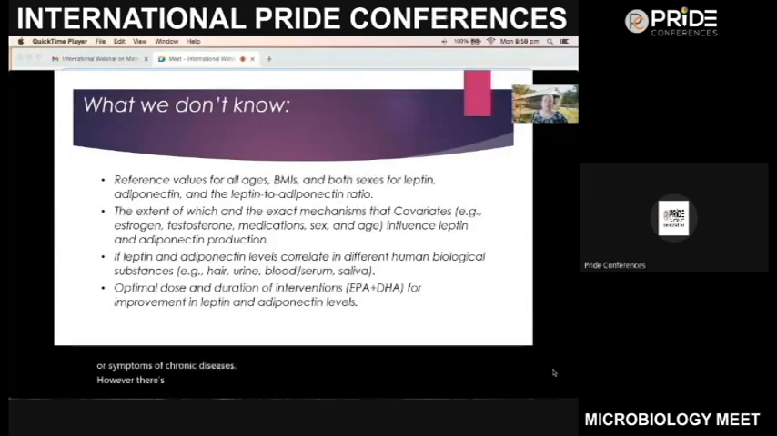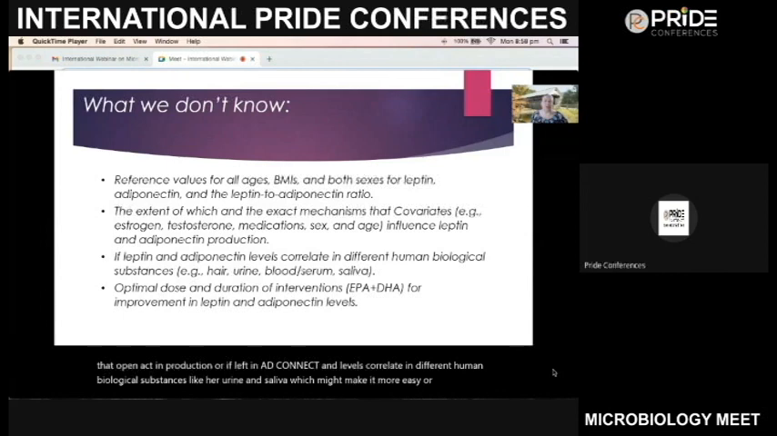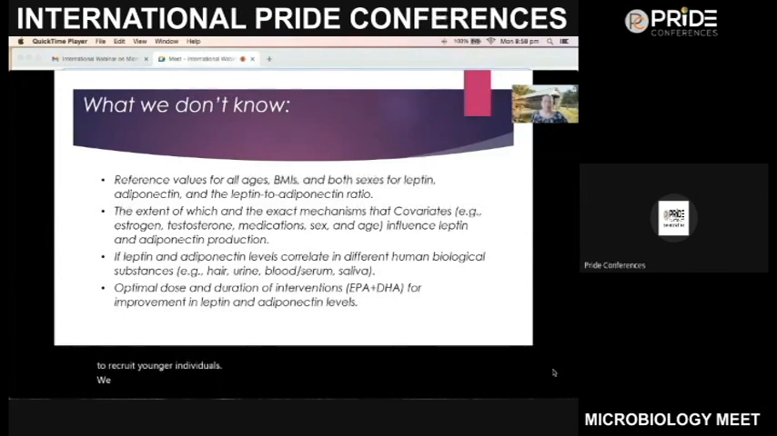However, there's still a lot we don't know. We don't know the reference values for all ages and BMIs for both sexes for leptin, adiponectin, or the leptin to adiponectin ratio. We don't know the extent of which and the exact mechanisms that covariates influence leptin and adiponectin production, or if leptin and adiponectin levels correlate in different human biological substances like hair, urine, saliva, which might make it easier or more convenient to recruit younger individuals. We don't know the optimal dose and duration of interventions, such as EPA and DHA, a known anti-inflammatory intervention, for improving leptin and adiponectin levels.